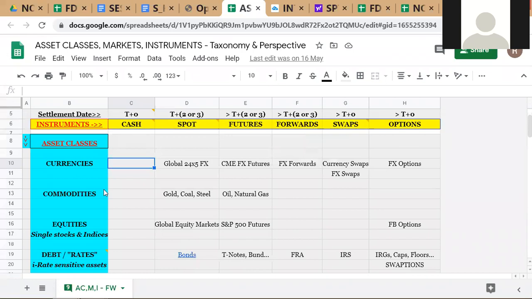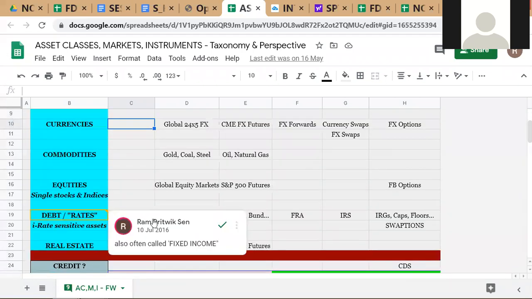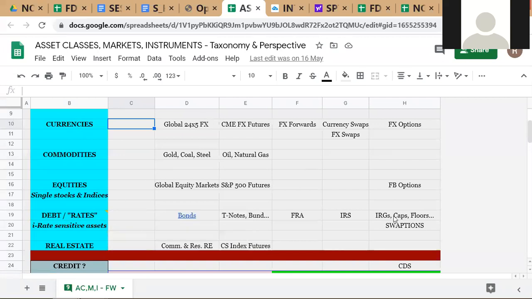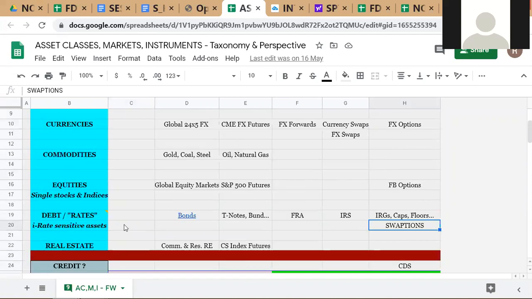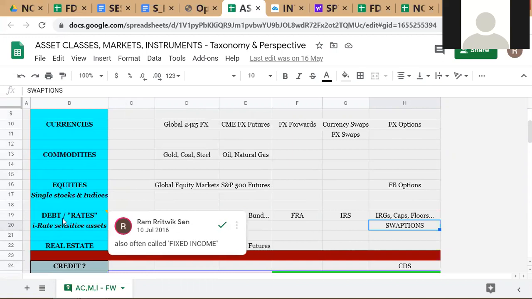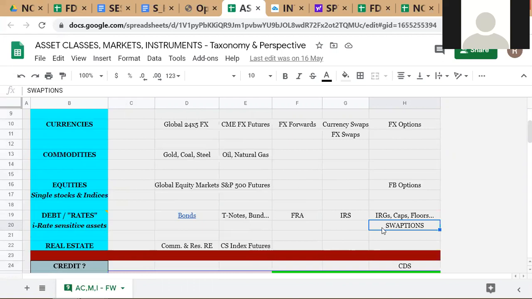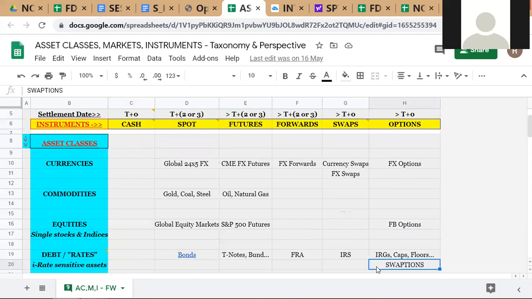Normally we talk about swaptions as, if you see here, at the intersection of debt and options. There are other types of swaps, but when we talk about swaps, one of the most important categories is interest rate swaps, swaps related to debt securities. So a term like swaptions is the intersection of debt and options. Swaptions are options on swaps, and swaps are related to debt securities.